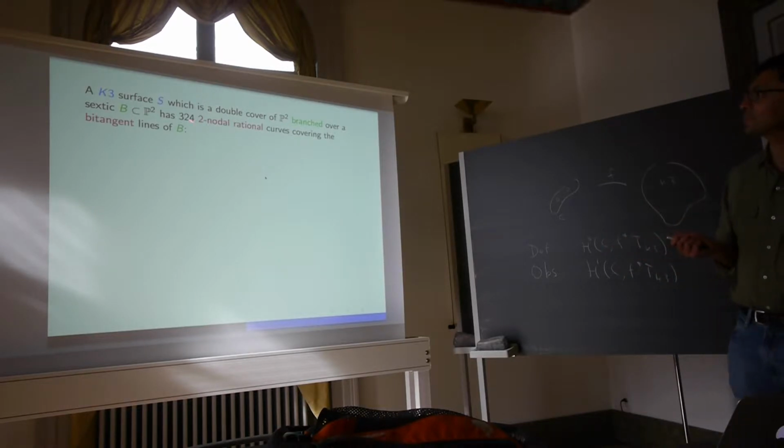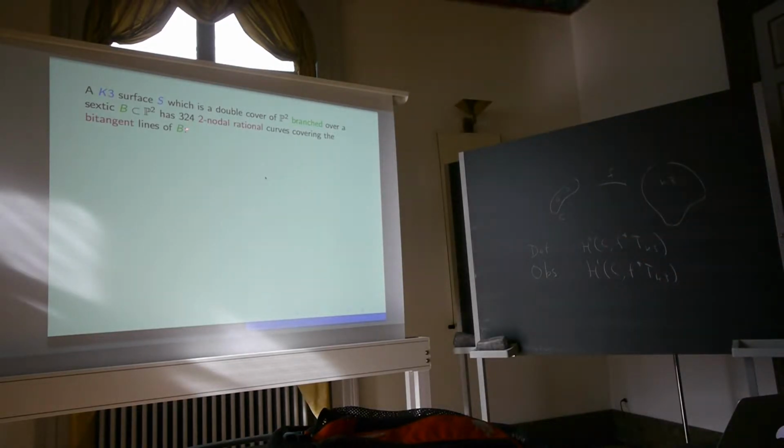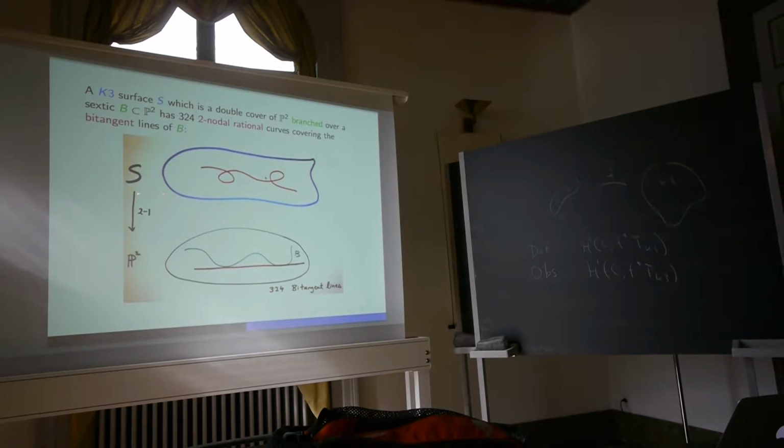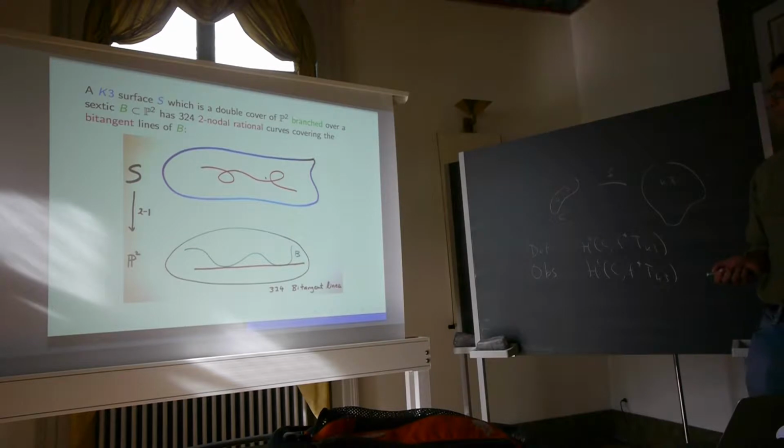Here's another example. A K3 surface which is a double cover of P2 branched over a sextic has 324 bitangents. So this is a picture of it. In a second family of K3 surfaces, I can have a 2-to-1 map over P2 that's branched on a sextic. That's this green curve. And if I want to count rational curves in the K3, those correspond to bitangent lines. It's a classical fact. There are 324 bitangent lines. So these are the first two numbers of actual rational curve counts on K3 surfaces. There's 24 in the previous slide, 324 here.